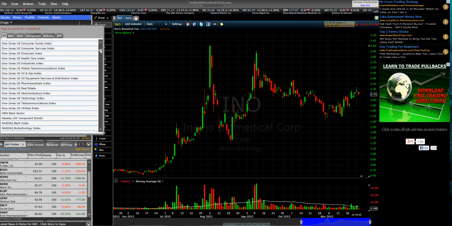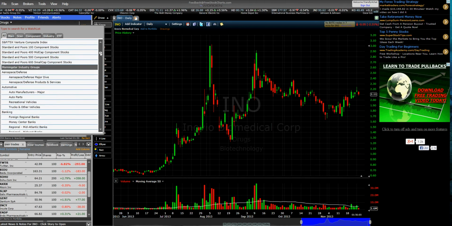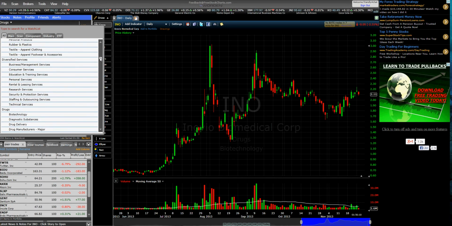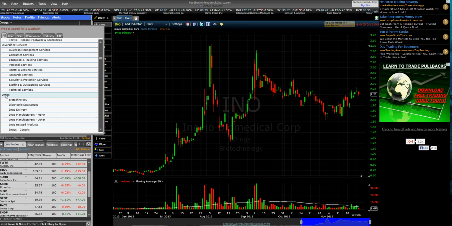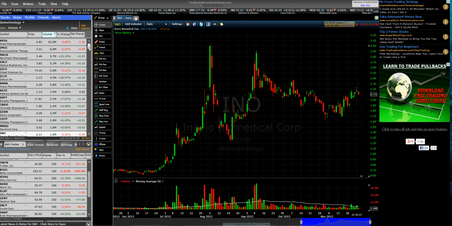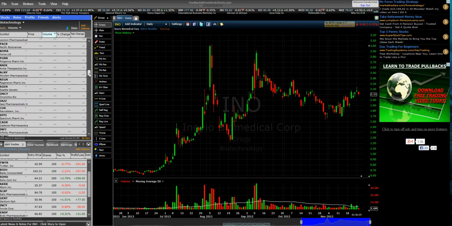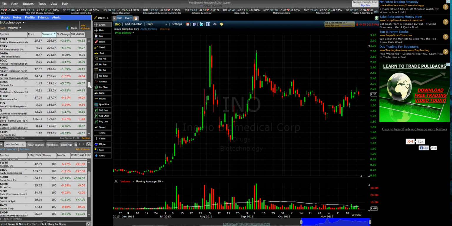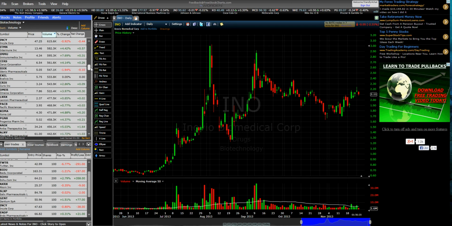For example, you go here, all these that we see, all these are sectors and industries. It's too much. Let's go, for example, to drugs. Drugs is the sector. We go, for example, to the biotechnology industry. You click on it. Now in biotechnology, all these stocks that you see on the left side are stocks of companies that are in this industry.